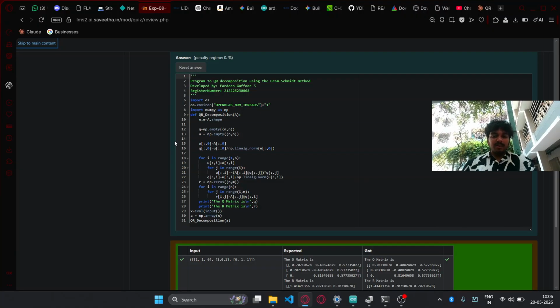Now we get to the most important part, the Gram-Schmidt orthogonalization process. This is the algorithm that actually constructs our Q matrix and works column by column. For the very first column, we simply copy it directly from matrix A into U and then normalize, meaning we divide by its own magnitude or length to produce a unit vector. This becomes the first column of Q.